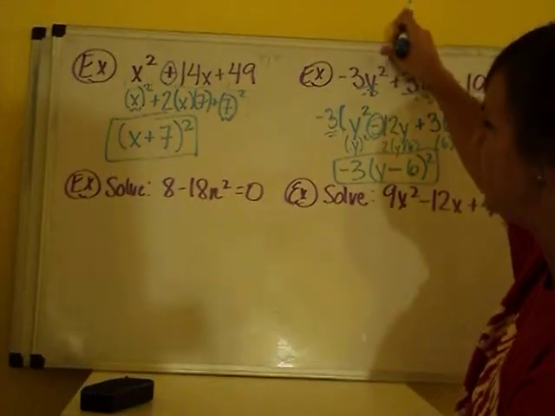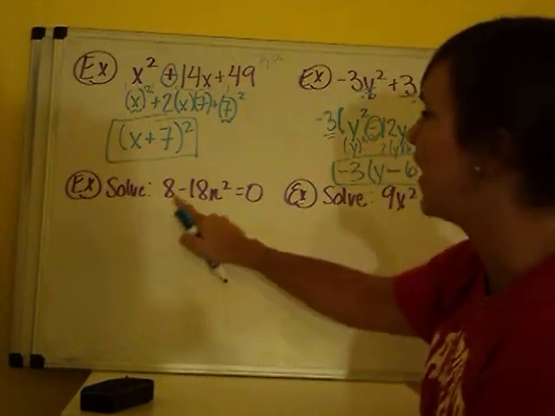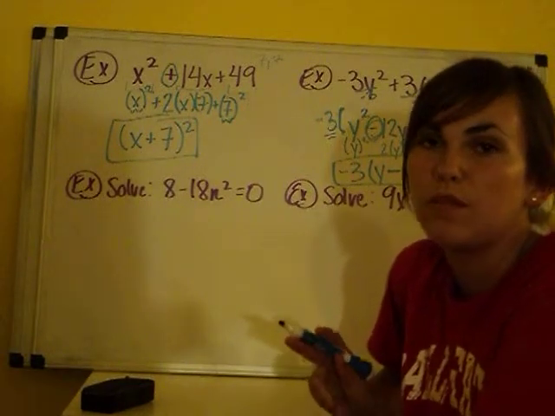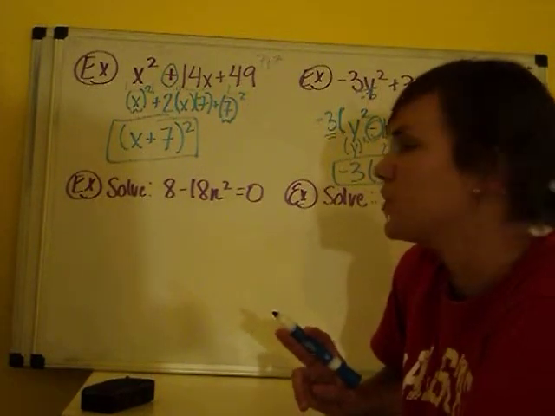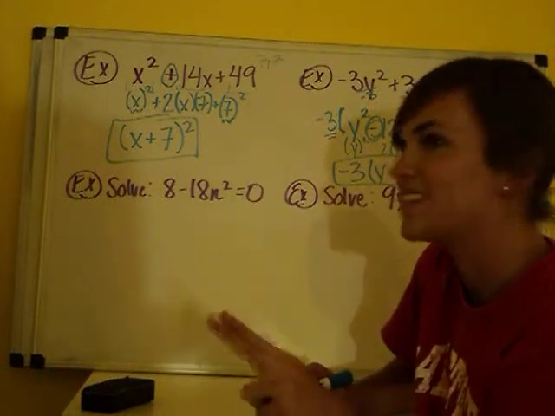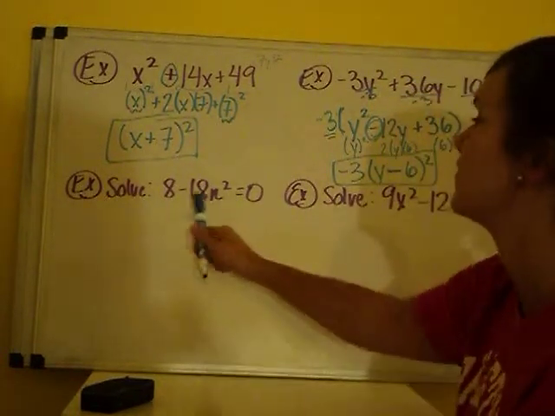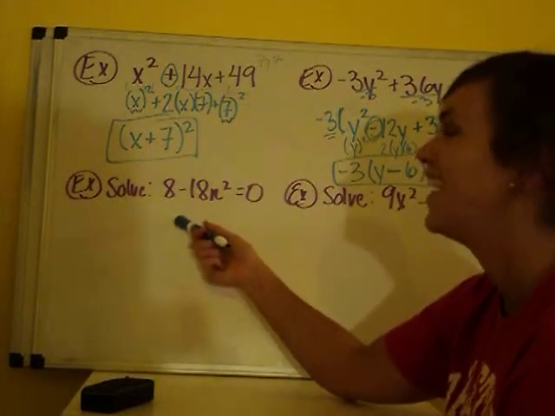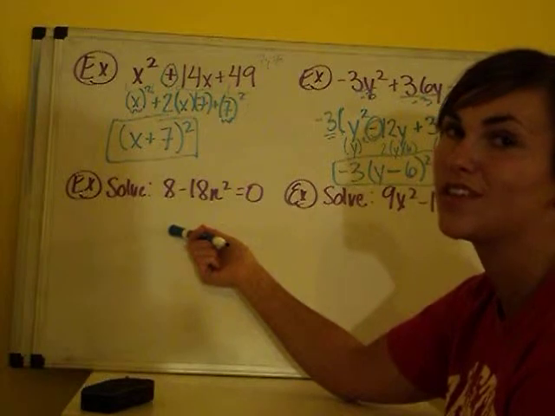Alright, on to solving. Solve 8 minus 18n squared equals 0. Two terms. Whenever we have two terms, the things that we have to resort to are greatest common factor or difference of two squares. That's it. Okay, so, do we have a difference of two squares? 8 is not a perfect square, so the answer is no.